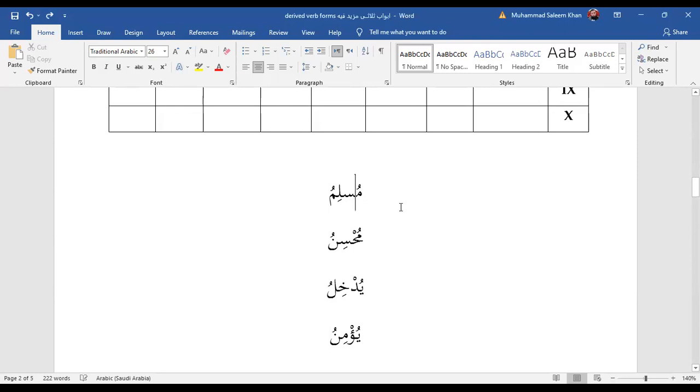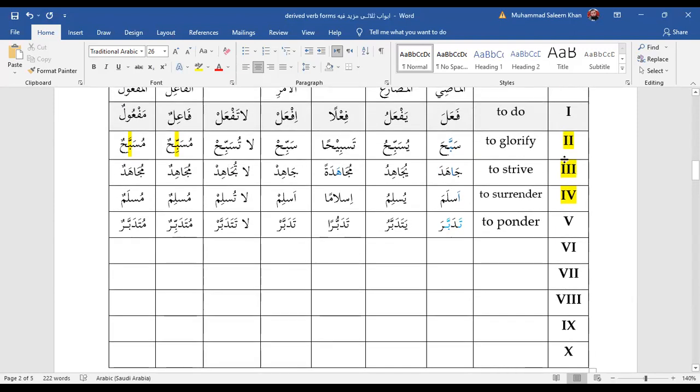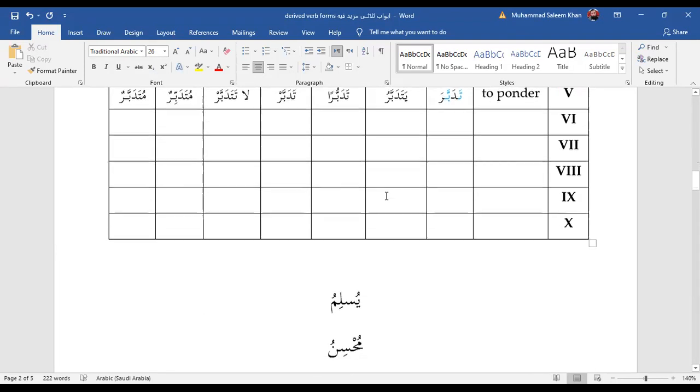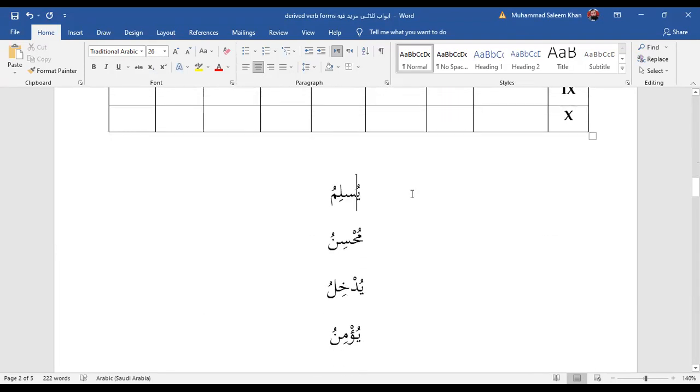So what we basically do, as you can see here, it was yuslimu, as we know, it was mudari, and we know that the mudari of the second, the third, and the fourth form of the verb starts with yu. The reason why I have highlighted them is because these three forms, number 2, 3, and 4, the mudari comes with yu. Yusabbihu, yujahidu, and yuslimu.